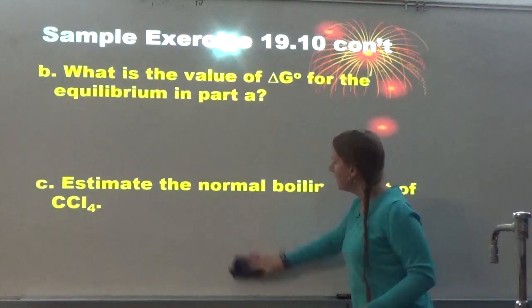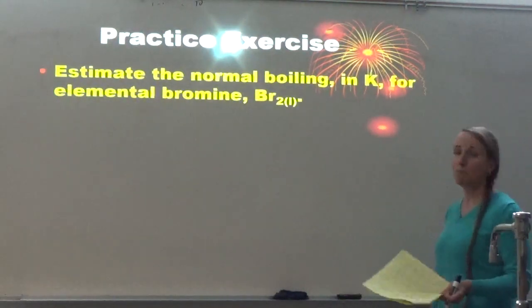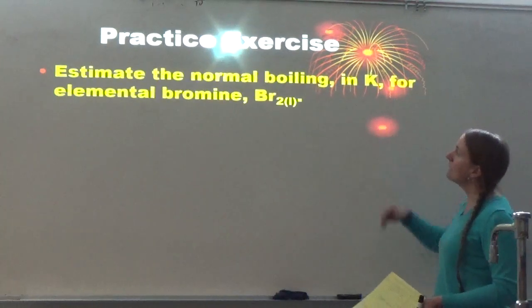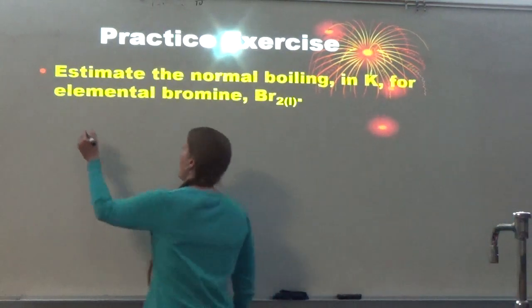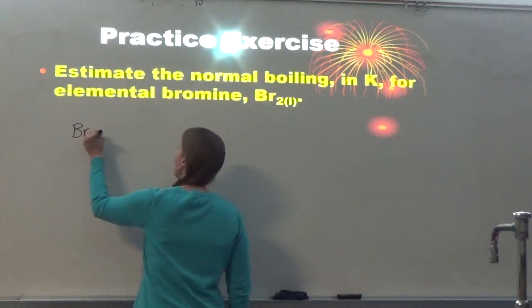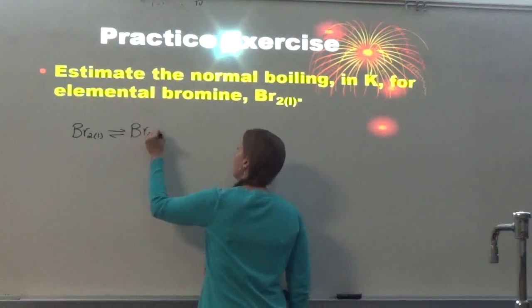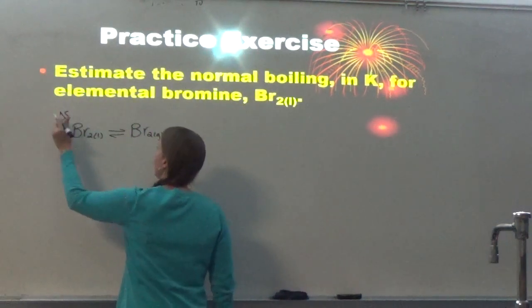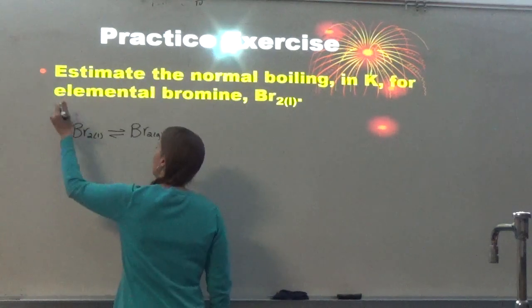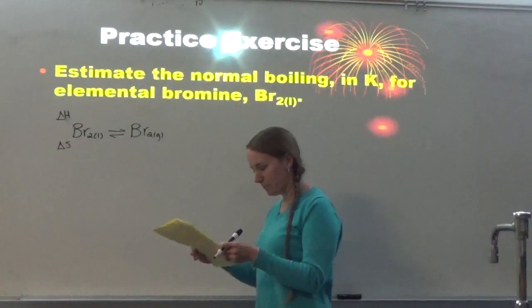Y'all try the next one. You're going to need some numbers, so if you'll give me a second, I'll put them up. Don't pause it just yet. It says estimate the normal boiling point in Kelvin for elemental bromine. Our reaction is Br2 liquid in equilibrium with Br2 gas. Let me go ahead and give you those delta H and delta S values. I'm going to put H on top. These just come from Appendix C in your textbook.